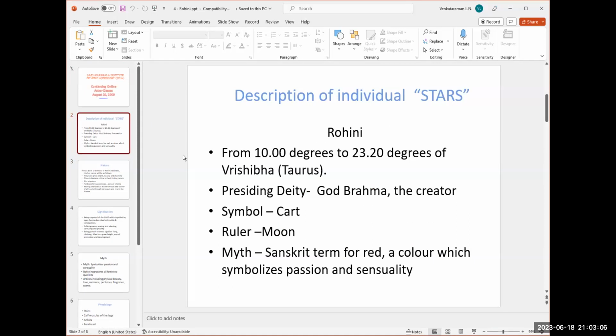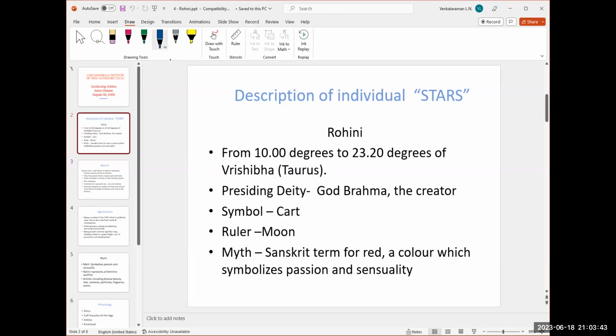Description of individual stars, Rohini, from 10 degrees to 23.20 degrees of Rishabha, Taurus, presiding deity god Brahma, the creator, symbol cart, ruler moon, myth, Sanskrit term for red, a color which symbolizes passion and sensuality.